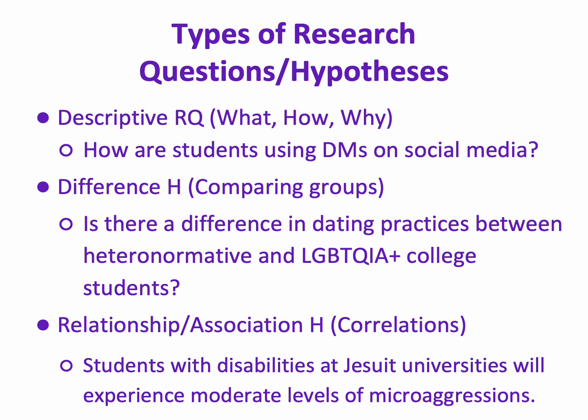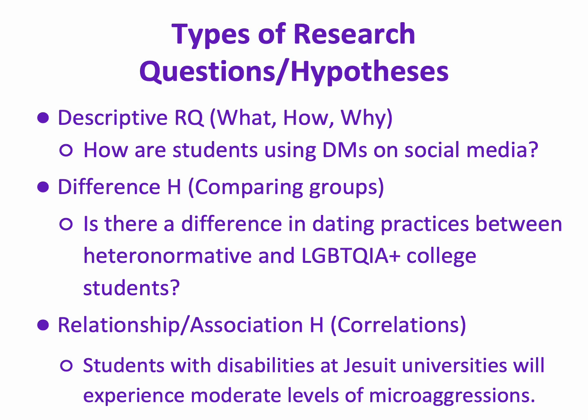And so this can lead to descriptive research questions. How are students using DMs on social media? And is there a correlation between being a college student and using the DM function of social media? You can also look at a difference. Is there a difference in dating practices between heteronormative and LGBTQIA plus college students? So these two groups have a difference. Students often want to compare men and women, for example, or people of color and white people, or Gen Z and boomers, or Gen Z and Gen X, those kinds of things.